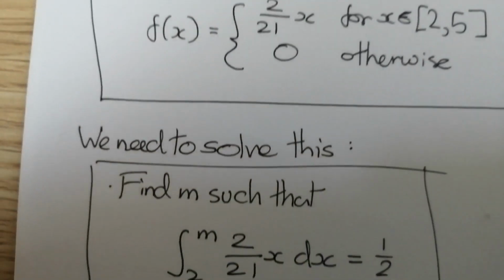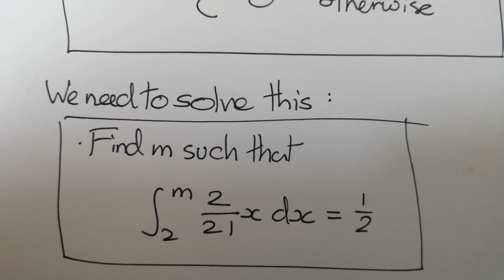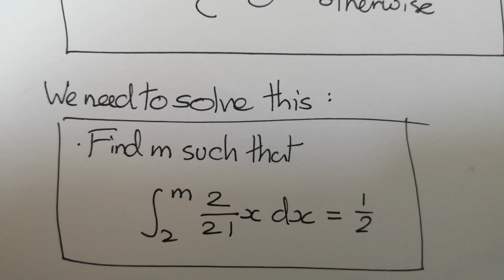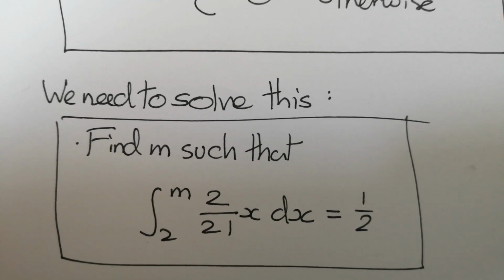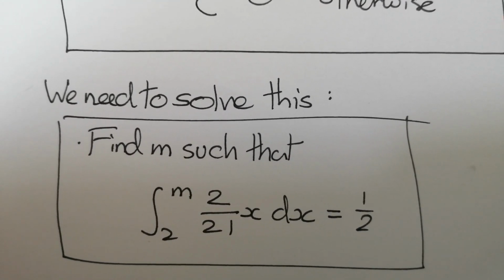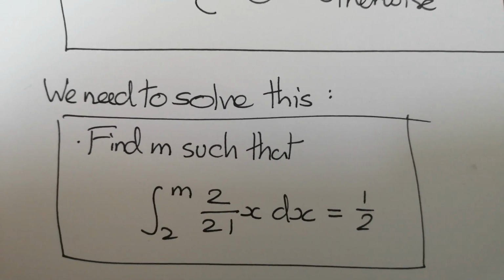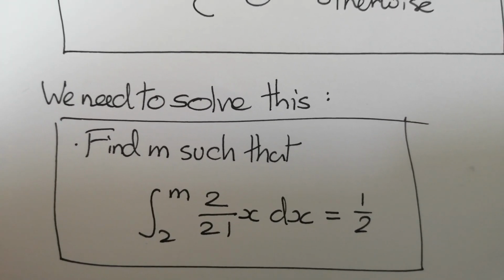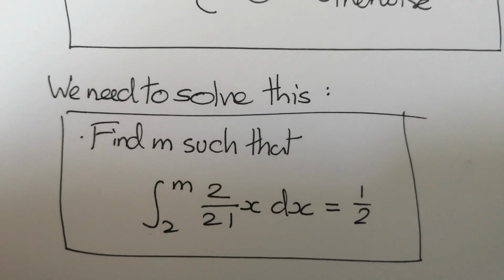And the way we're going to do it is solve this equation. We need to find the value m, which means that the integral from 2 to m of the PDF is exactly equal to a half. This is the same as the area under this curve equaling a half between a left point of 2 and a right point of m.